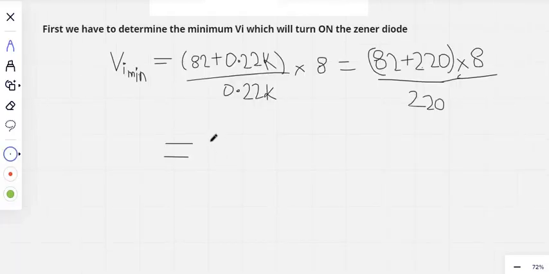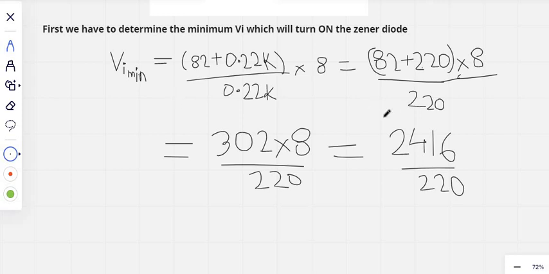In order to calculate Vi minimum, we have these values. I have directly written it here. Start solving it side by side, scribble on a paper and try to calculate these values. Adding 82 plus 220, it's 302. We have converted the kilo ohm value into simply ohm. So 220 plus 82 is 302 into 8 volts upon 220. I have simply put the values in the equation.